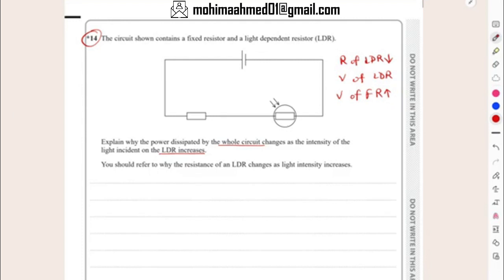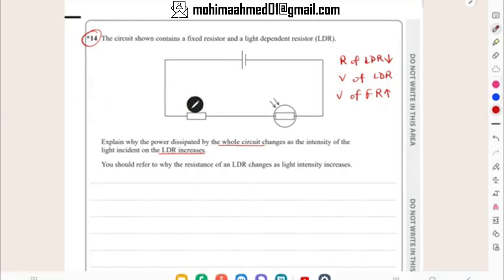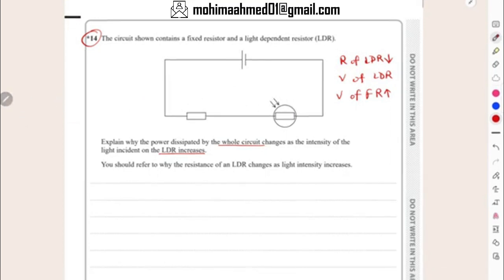Now again, obviously the total voltage is still the same, because the power supply is still the same. Total voltage will never change. It's just that the voltage shared across the fixed resistor and LDR changes because of their change in resistance. Now another problem appears if you are considering the resistance, because voltage stays the same but resistance is no longer the same, right? So over here you should use the equation P equals V squared by R.